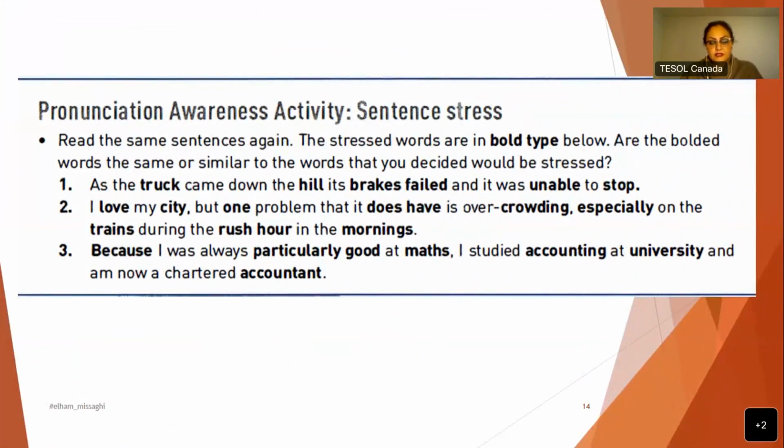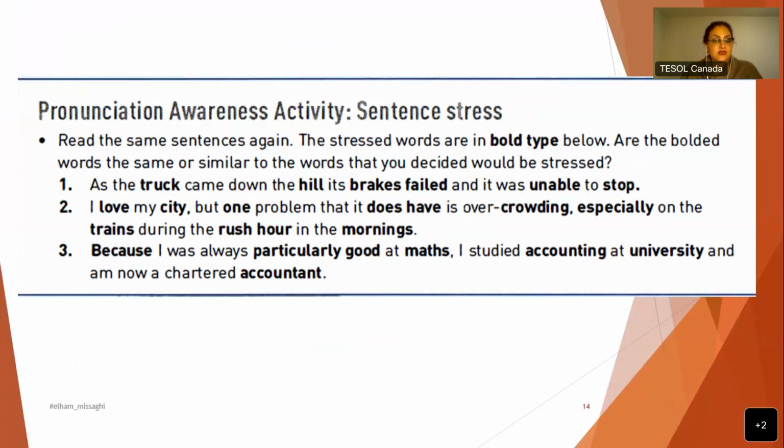This one is an example for sentence stress. Okay, as the truck came down the hill, its brakes failed and it was unable to stop. So truck, hill, brakes failed, unable, stop. These are the keywords. So they put stress on keywords while they are talking. Not like that, as the truck came down the hill, its brakes failed and it was unable to stop. There's no emotion, there's no feeling behind it, so it doesn't sound natural.